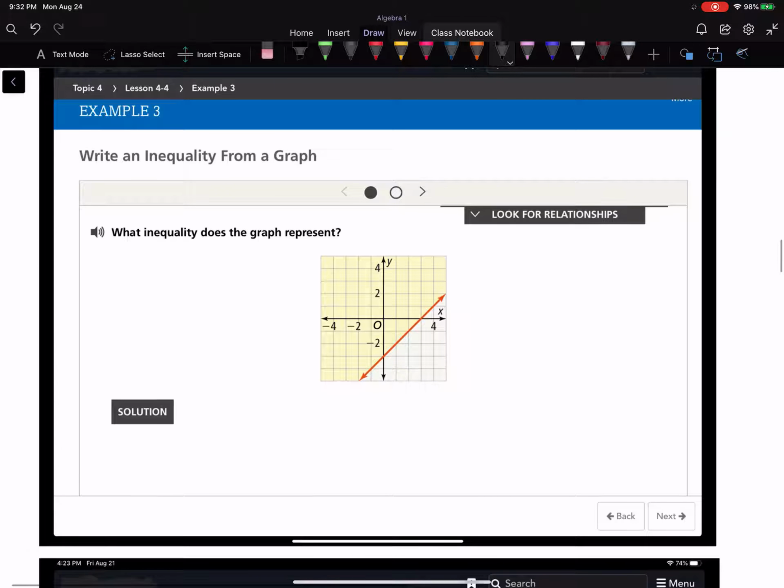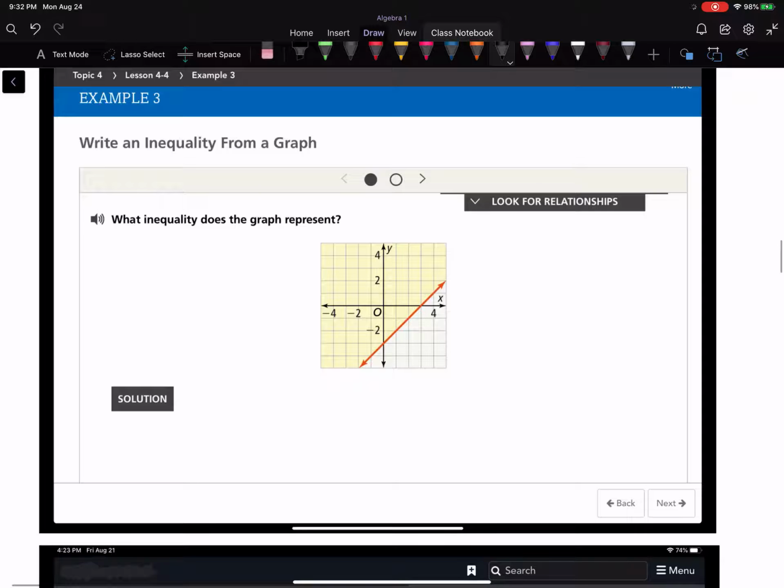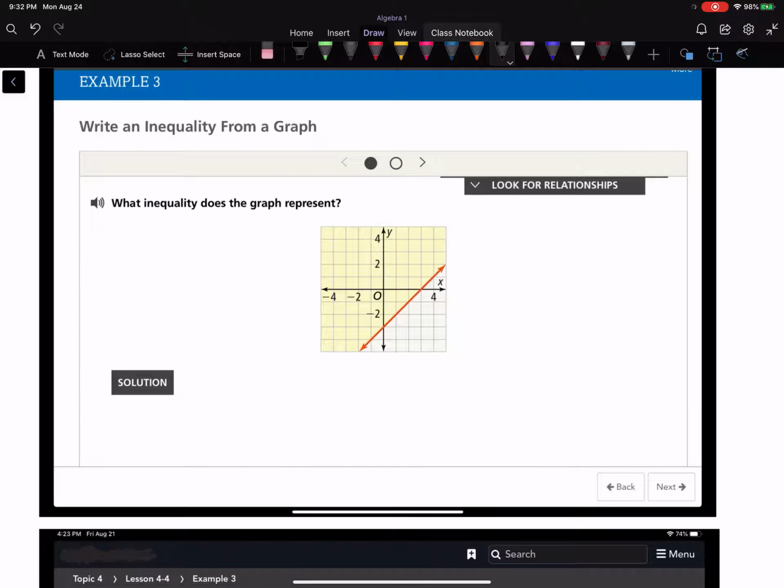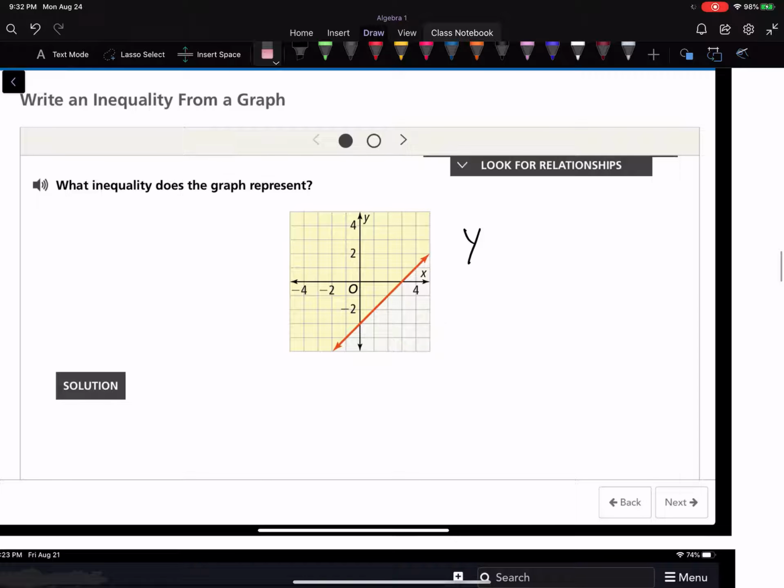Example 3. Here we are basically going the other direction. It's giving us the graph, and we have to write the inequality. So this is not really hard at all. We know we're going to be y. Okay, the graph is shaded above, so I know it's going to be greater than. And since it's greater than, and notice the line is a solid line, so that means it's equal to.